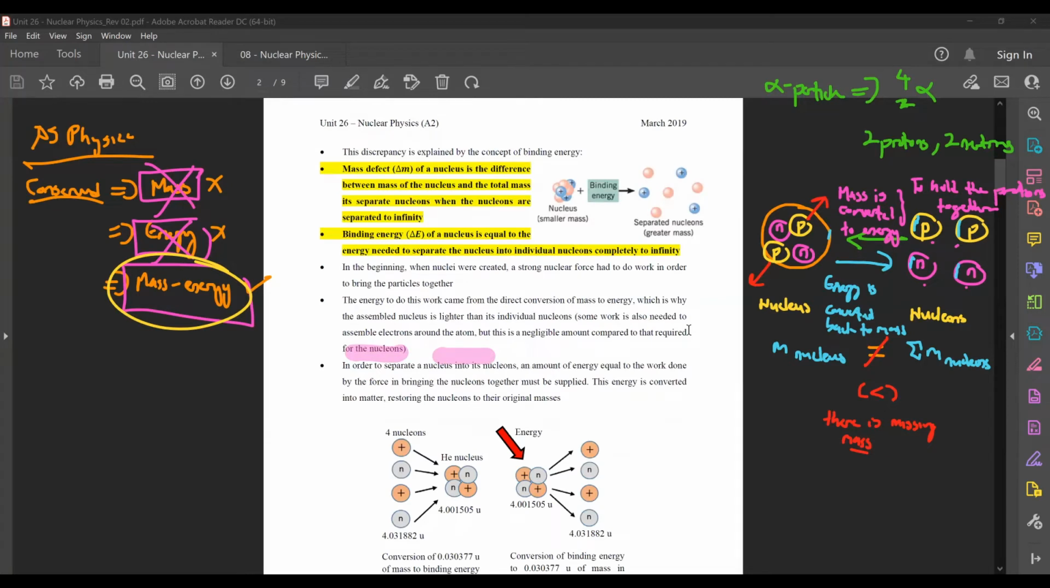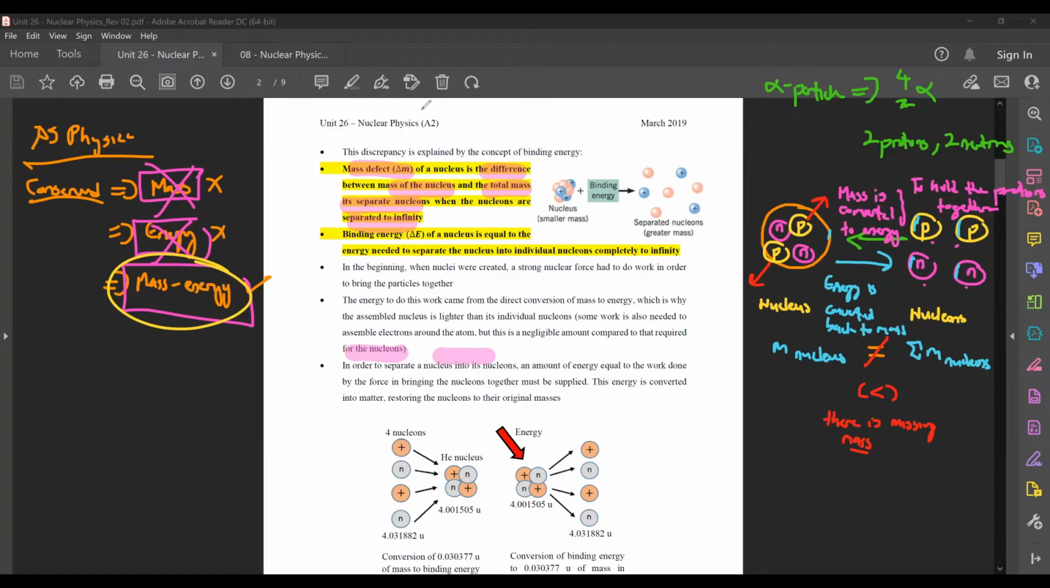Okay, now mass defect, the difference in mass when you have the individual nucleons and the actual nucleus itself, is what you know as mass defect. It is the difference between the mass of your nucleus and the total mass of your nucleons when the nucleons are separated to infinity. Okay, so this is what mass defect is. It is denoted by the symbol delta M.